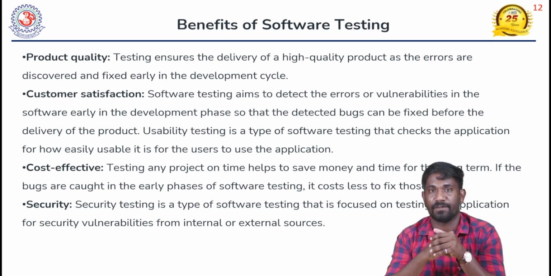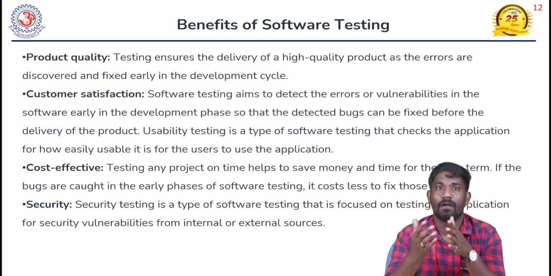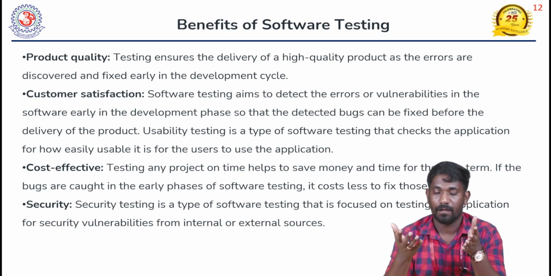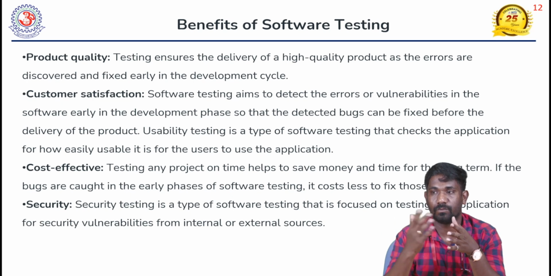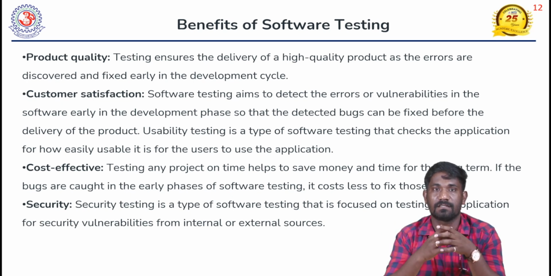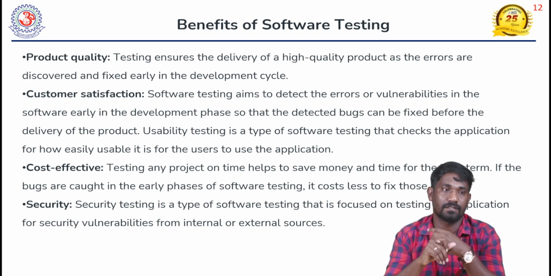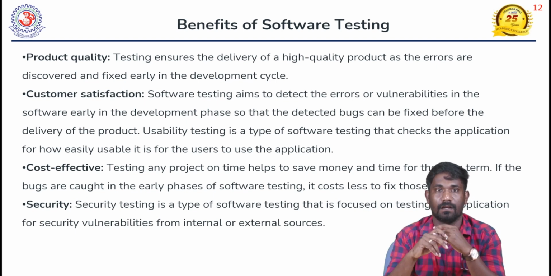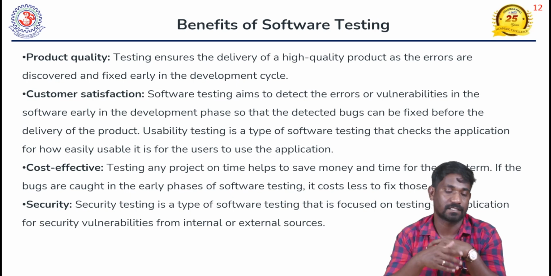Next is cost effectiveness. Cost effective is nothing but, when testing the product, it helps us save money and time. If bugs are found in the early phase of software testing, it costs less to fix those errors. So we fix all the errors whenever we find them. And next, security. When we focus on software, security is a must. It should be free from all vulnerabilities from internal and external sources.